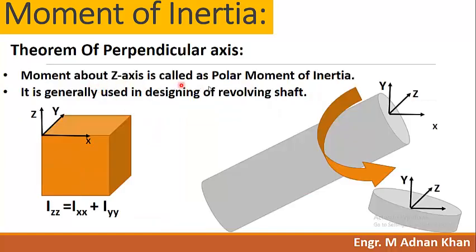Moment about the z axis is called the polar moment of inertia, and it is generally used in designing of revolving shafts. So that's all for today.